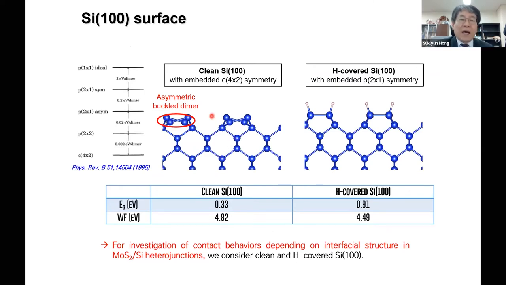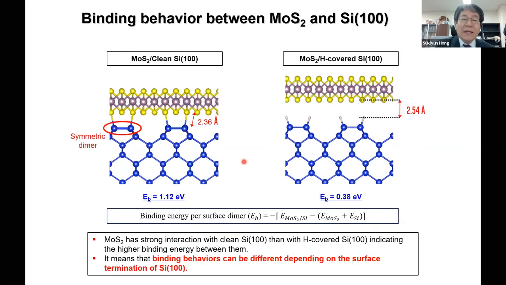So first, this is the atomic structure of the silicon surface. Here we consider two types of silicon surfaces. One is a clean surface, and the other one is a hydrogen-covered silicon surface. Depending on the surface termination, we can find different contact behavior between silicon and molybdenum disulfide. And this is the result.